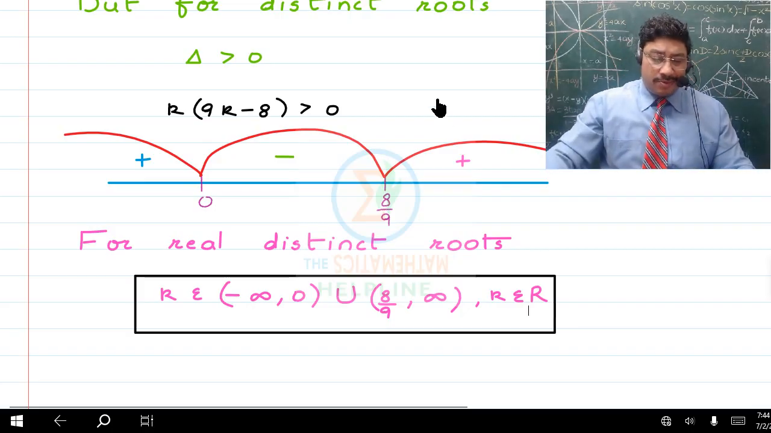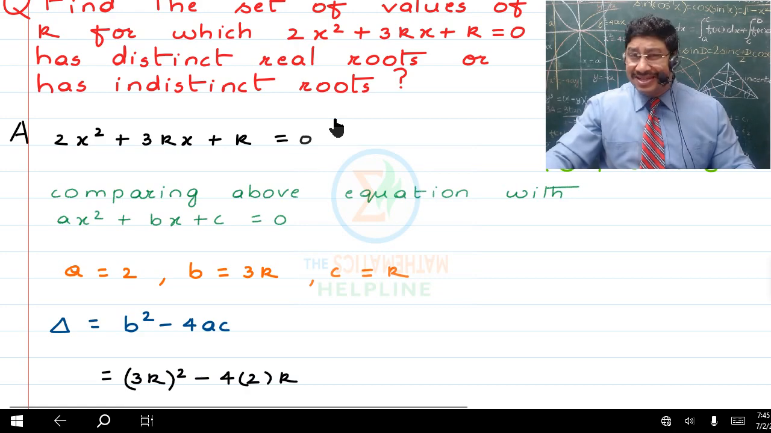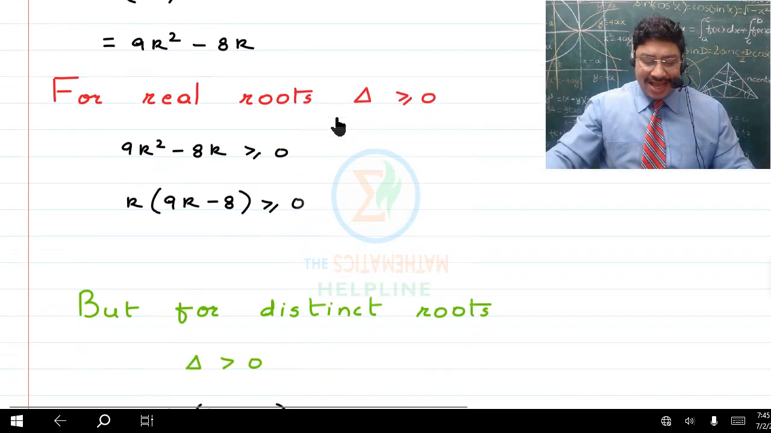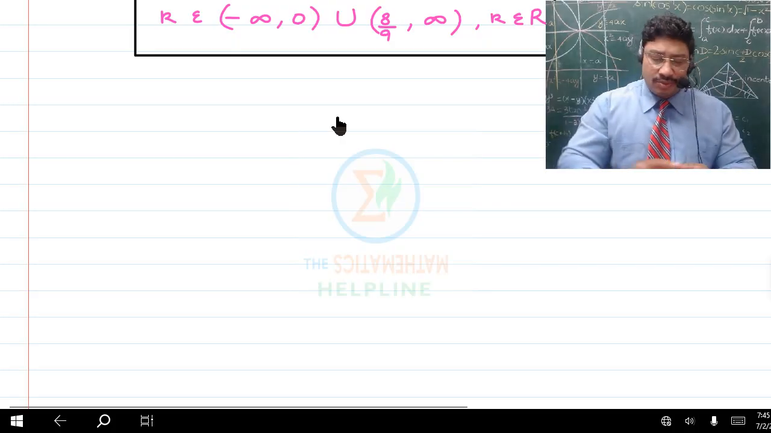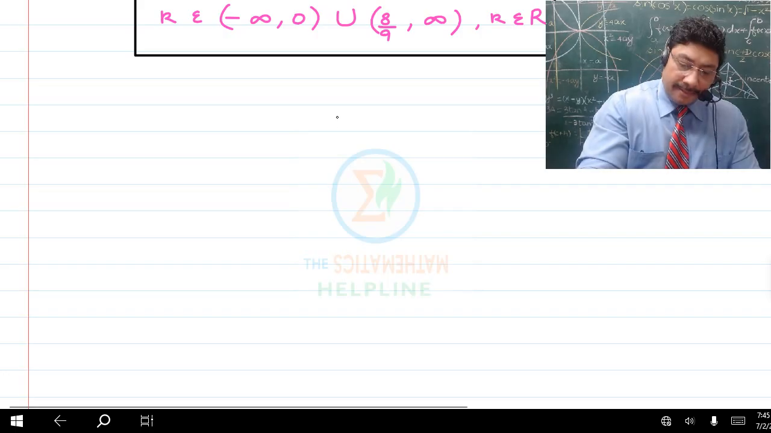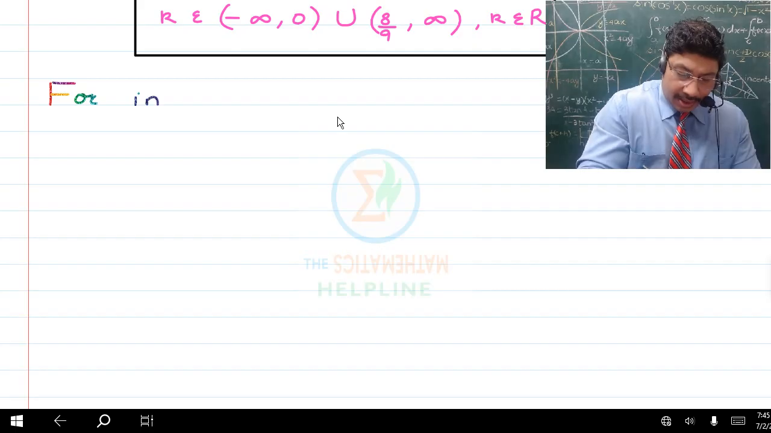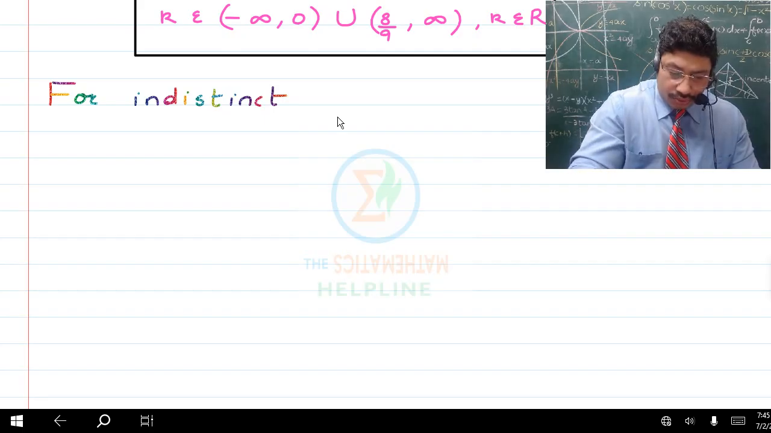Now children, next we'll be talking about the second portion of this question, which asks for indistinct roots. Now if it is indistinct, that means the roots are to be the same. So in that case, obviously delta will become equal to 0. So here you're going to write this: for indistinct roots, what will you have? You will have delta equal to 0.